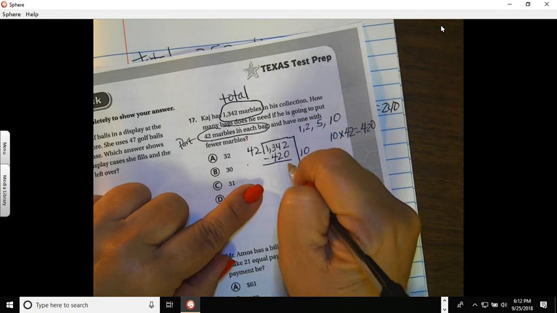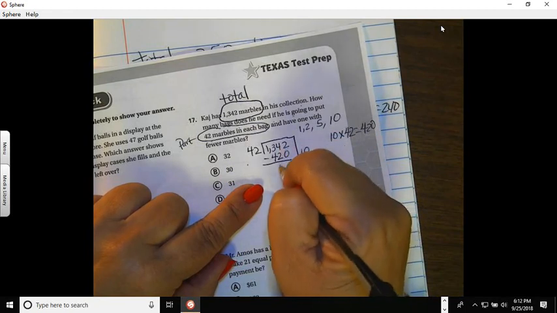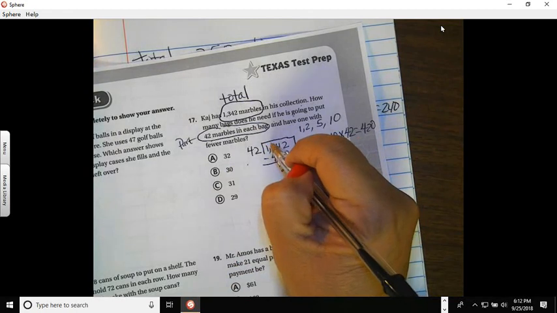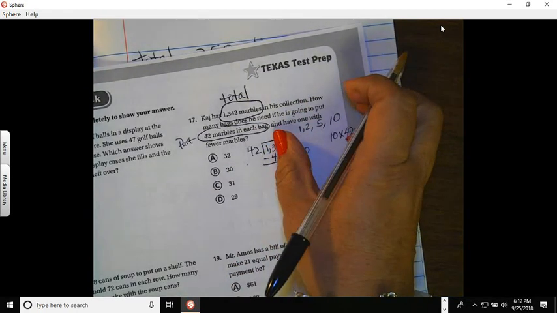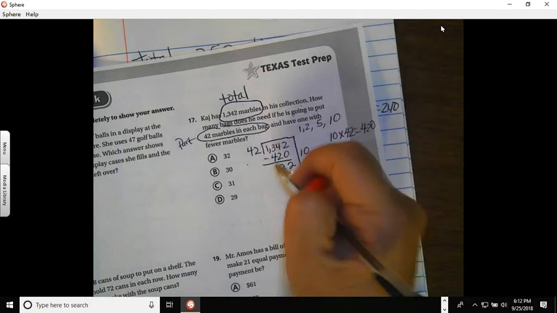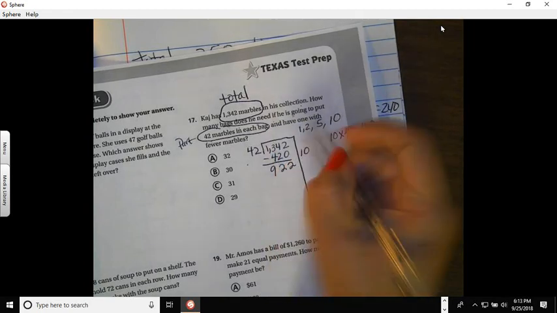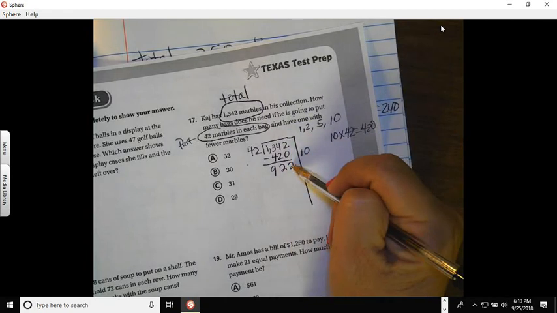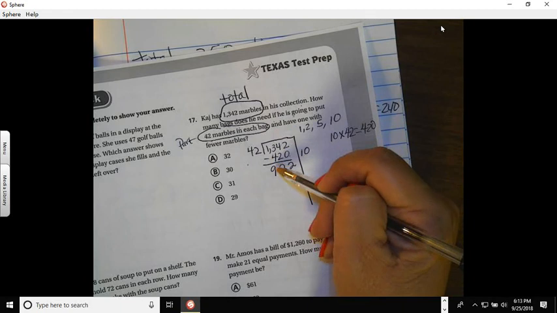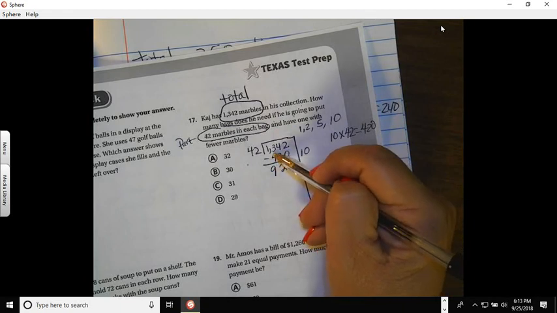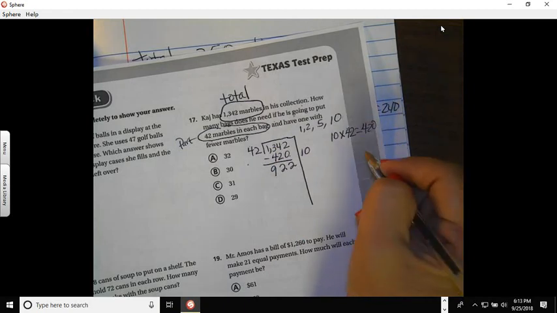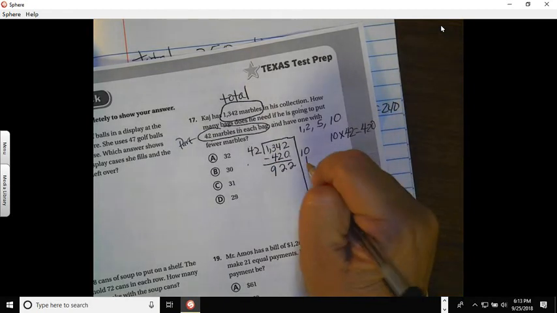2 minus 0 is 2. 4 minus 2 is 2. Okay, 13. I can regroup here and bring my 13, or think of it as 13 minus 4. It's 9. So if I add it up, 2 plus 0 is 2. 2 plus 2 is 4. 9, 10, 11, 12, 13. There we go. Can I take another group out? Yes.